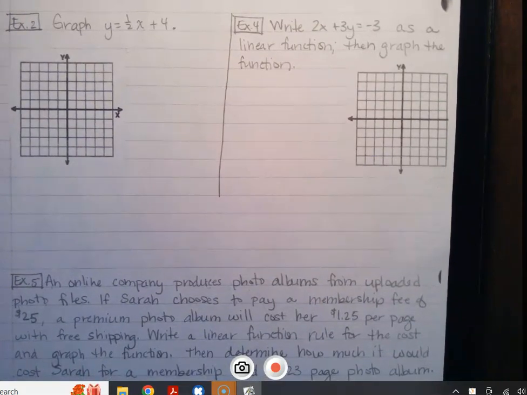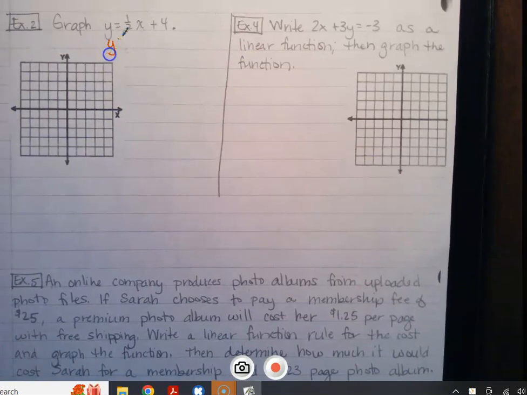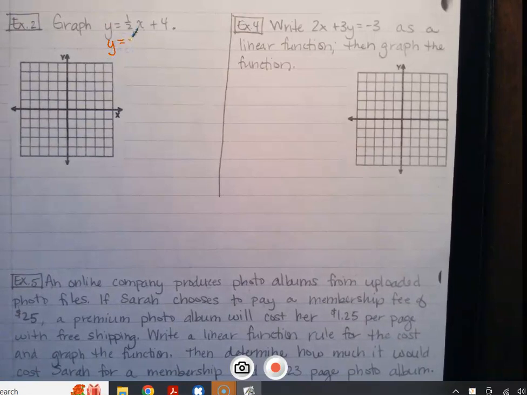Okay, so let's look at the equation. Is it in slope-intercept form? Slope-intercept form is y equals? Yes, it's in slope-intercept form. Okay, mx plus b. So all we have to do is find the slope. What's the slope? 1/2. Abigail, what's the y-intercept? What's the y-intercept? 4. Okay. All right. And now we're ready to graph.